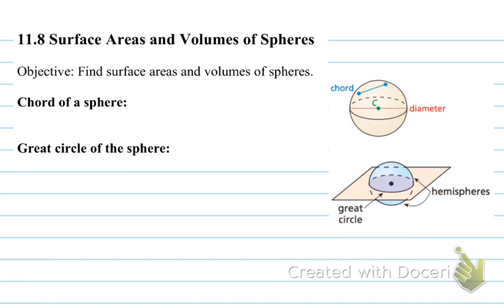All right, section 11.8, surface area and volumes of spheres. Okay, so our objective for this lesson is to find surface areas of spheres and volumes of spheres. Again, surface area is the area of the surface.